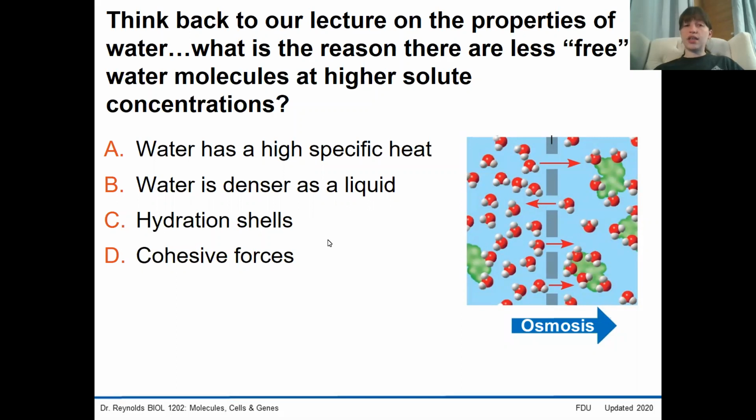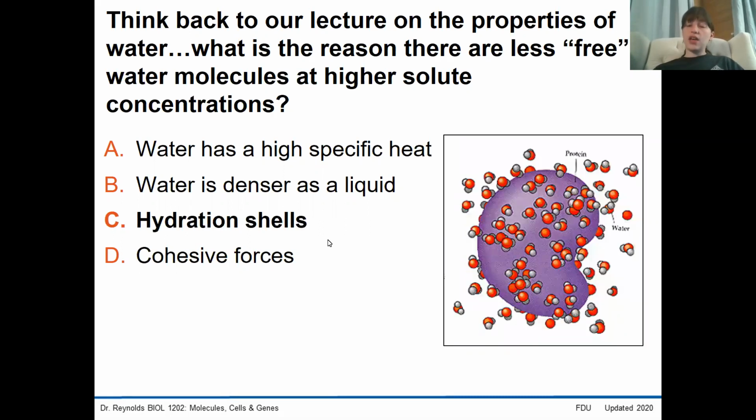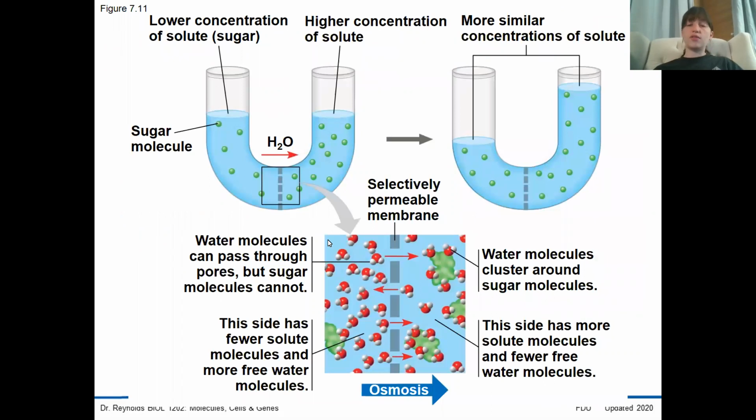In order to understand the answer to this question, you need to understand how water interacts with solutes. Because of the nature of water and its ability to hydrogen bond, it's going to form hydration shells. Now, water that is being taken up by the formation of hydration shells is no longer free to move. And so areas that have low concentrations of solute have more water that's free to move. Areas with high concentrations of solute have more water being taken up with the formation of these hydration shells.